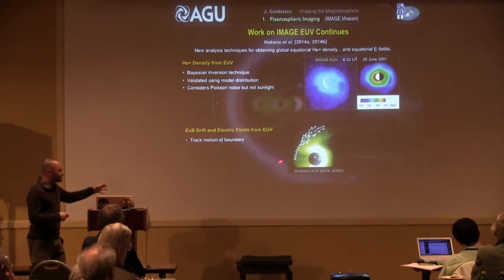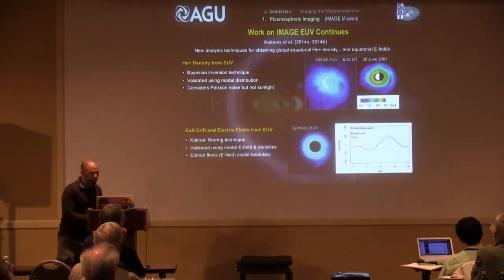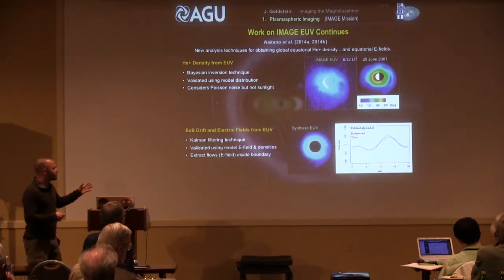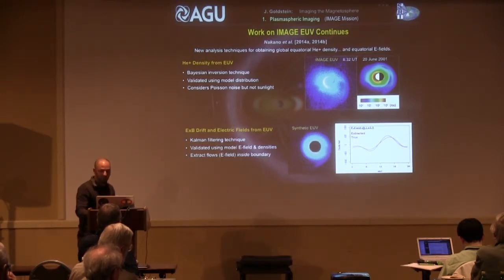And I did a little bit of work, once again, very primitive work here, looking at the motion of the boundary and getting a 2D electric field. This work uses a Kalman filtering technique, which allows you to extract flows from inside the boundary. And here's the extracted red curve versus the true model electric field, at L of 3.5. And I think it's doing a pretty good job. So there's still interest in working with these images, even the historical images, because there's still insight to be gained.